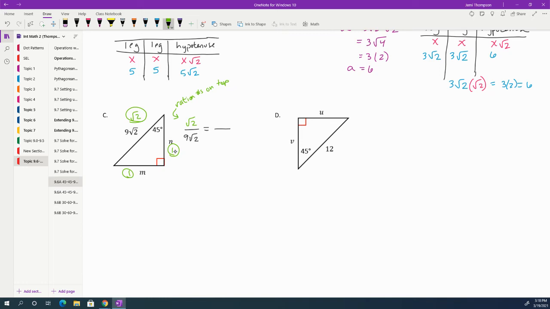And then do I want to find M or N? It doesn't matter because they're the same thing, but let's just do M. Okay, and we crisscross multiply. So I have m times square root of 2 is equal to 9 square root of 2. Solve for m, so I divide by square root of 2 and I divide by the square root of 2, which leaves me with 9. Not bad. If m is 9, then we know n is 9.